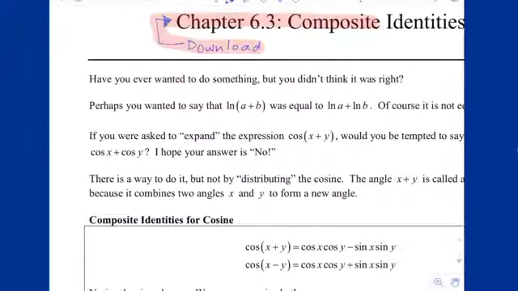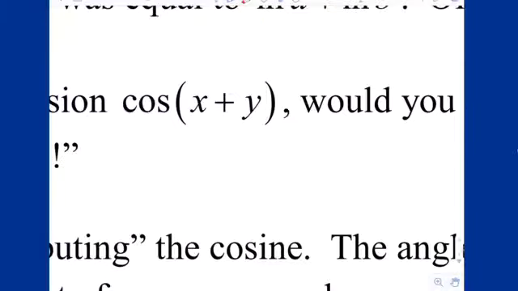So let's say that we had the expression cosine of x plus y. What does x plus y represent? An angle or a ratio or something else? It's an angle. Good. But notice it's not just like cosine of x or cosine of y. It is an angle that is composed of two other angles, x and y. And in this case, we're combining them by adding them together.